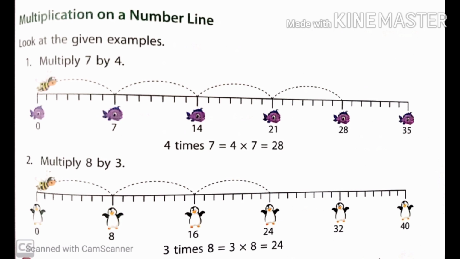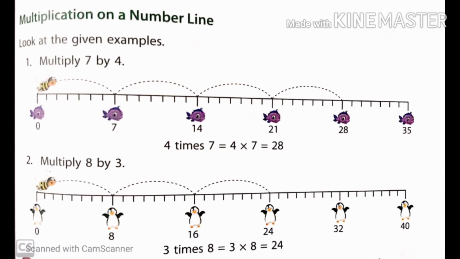Over here, see, the honeybee is skipping 1, 2, 3, 4 times, but counting 7. So first the honeybee came to 7, then 14, then 21 and then 28. That means when we do 4 times 7 or 4 into 7, we'll get the answer 28.